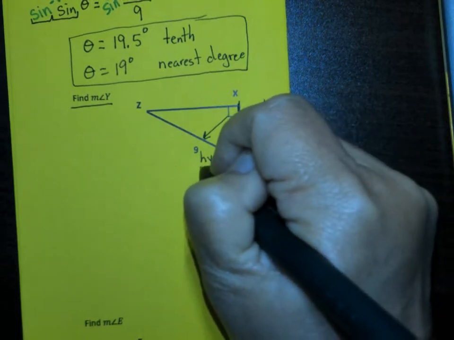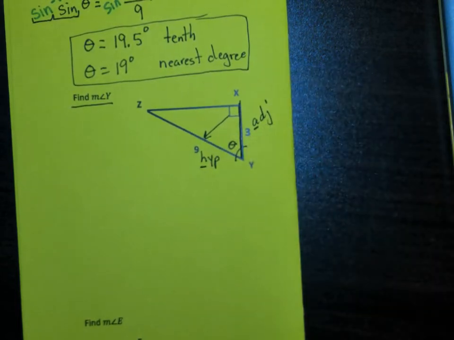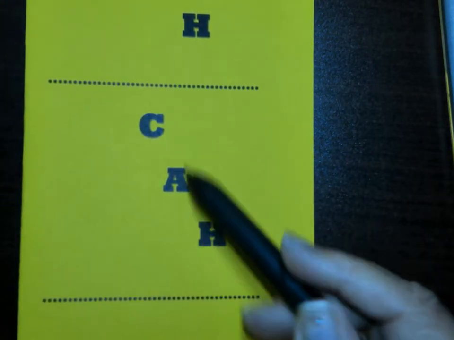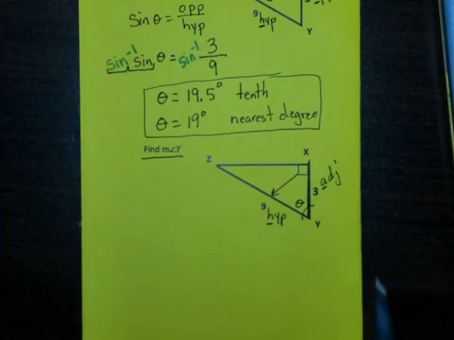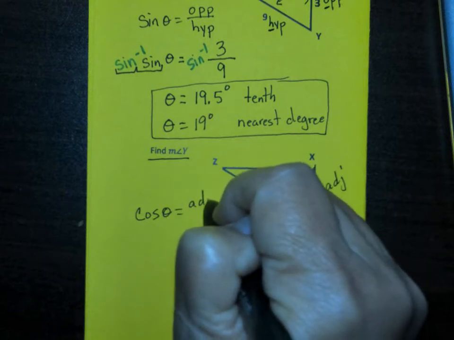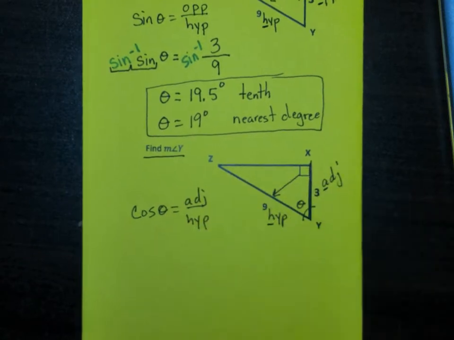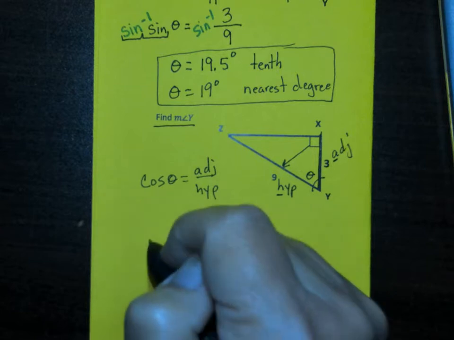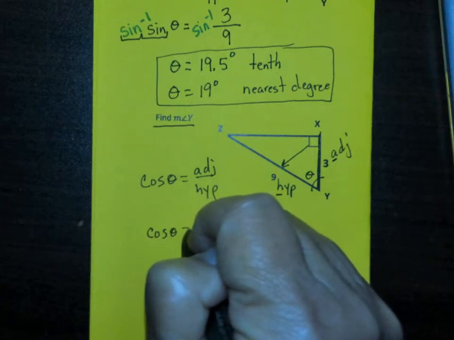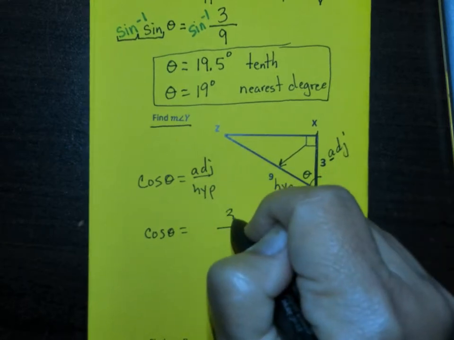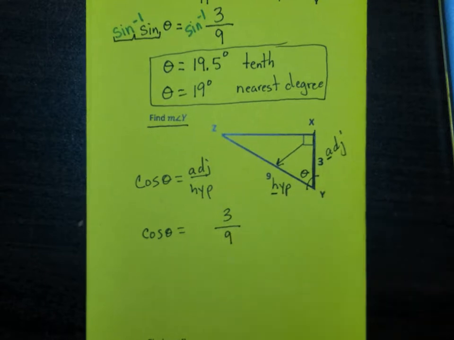And so if I have hypotenuse and adjacent, if I have the H and the A, that's going to be cosine. So I'm going to write down cosine theta equals adjacent over hypotenuse. Hard part's over. Now we're just putting everything in its spot. Cosine theta equals, leave a space, adjacent is 3, hypotenuse is 9.